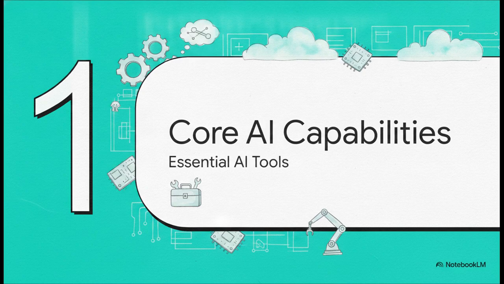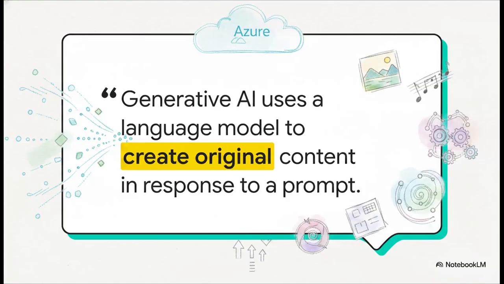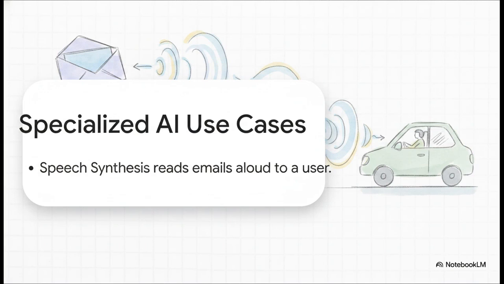Core AI capabilities. All right, before we start architecting, we've got to set our baseline. The source material defines it perfectly. Generative AI uses a language model to create original content in response to a prompt. It sounds simple enough, right? But as you'll see in the Azure ecosystem, this goes way, way beyond just basic chat interfaces. The ecosystem actually branches out into some highly specialized capabilities.